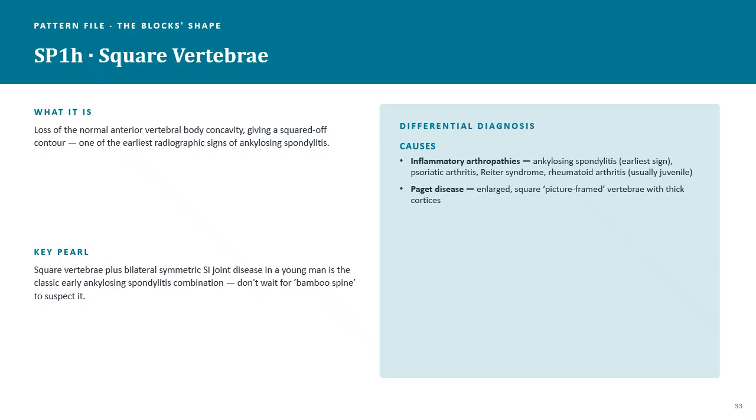So the takeaway here is when we're looking at a normal vertebrae, there is a slight curve in the front of it. When we're looking at a square vertebrae, that curve actually disappears. When we see a square vertebrae plus some sort of symmetric change in the SI joint area, or SI joint disease, we should think about the condition ankylosing spondylitis.